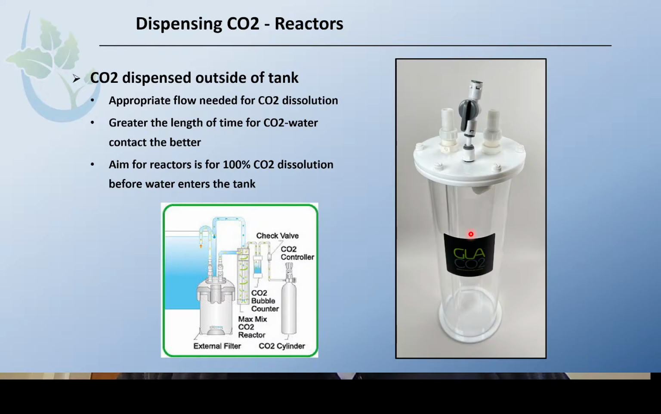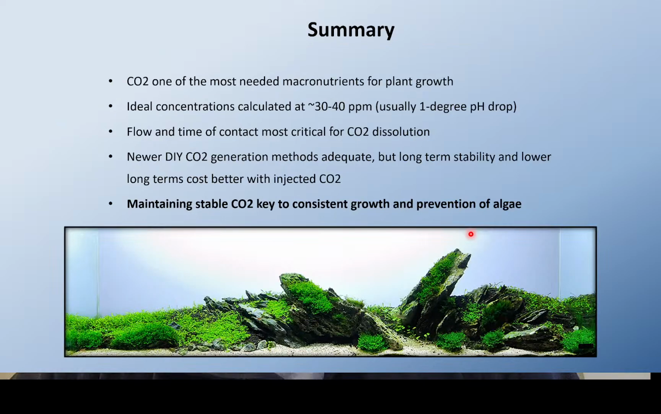Okay, so in summary, CO2 is a macronutrient. We do need it for our plant growth, and it's absolutely critical aside from your NPK. Ideally, what you're trying to target is 30 to 40 for a very high-tech tank, where your CO2 is saturated and your plant growth is pushed to the maximum. And that usually equates to about a 1 degree drop.